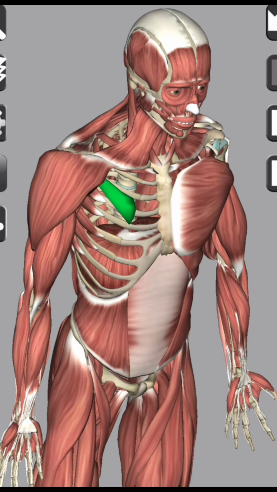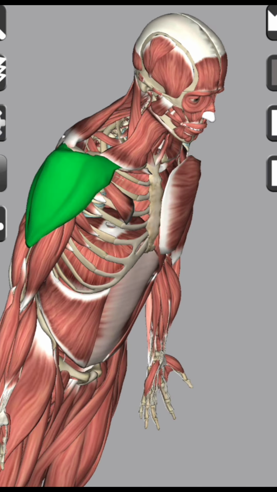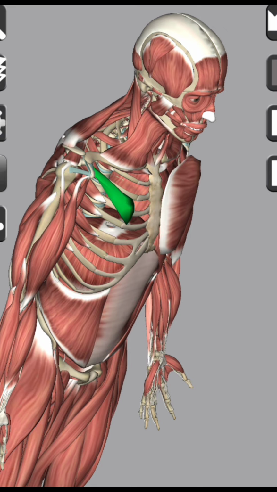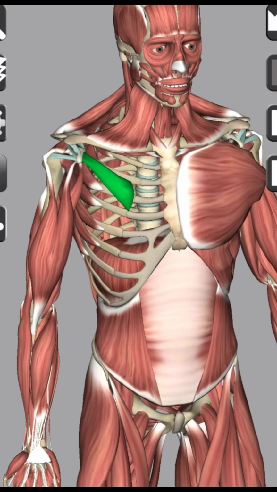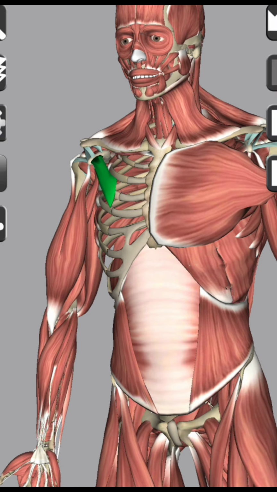So now let's remove this deltoid, and we can see this is going over here and it is inserted over the coracoid process. I hope you are able to see this insertion of the pectoralis minor muscle.